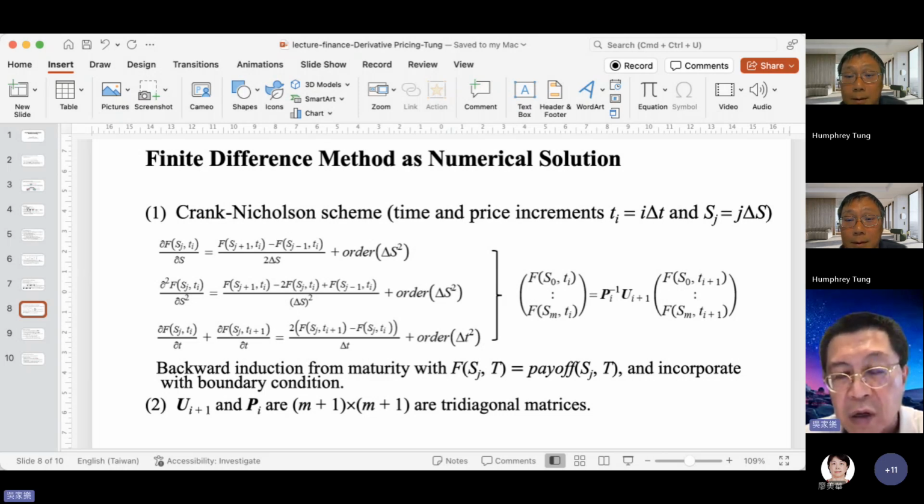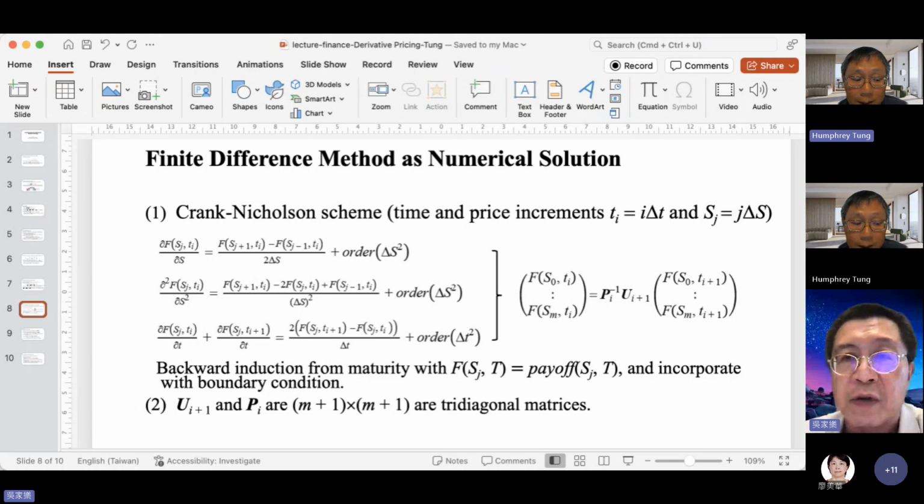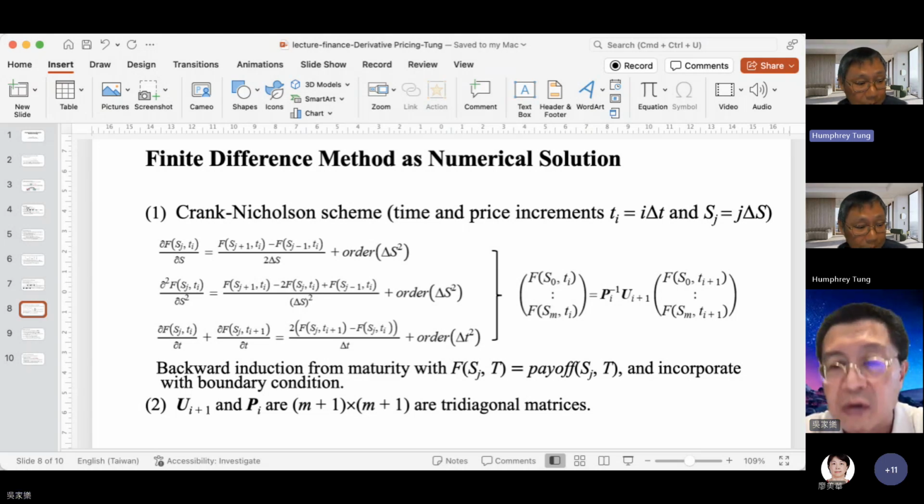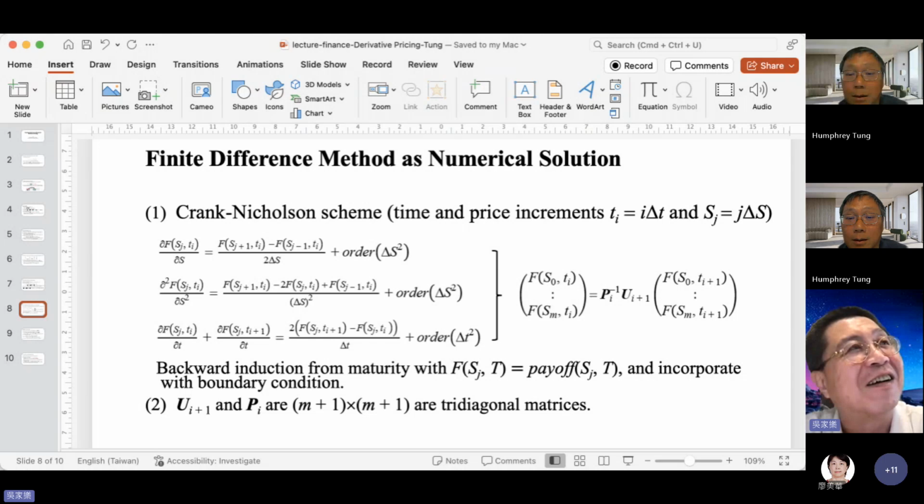Now, the P and U matrices, they are tri-diagonal. Are they also sparse or not? Do they have a lot of zeros? That part I don't know whether it's sparse or not, but definitely invertible. Okay, because I know in quantum computing, there's some algorithm, the so-called HHL algorithm, which is good at finding the inverse of a matrix.